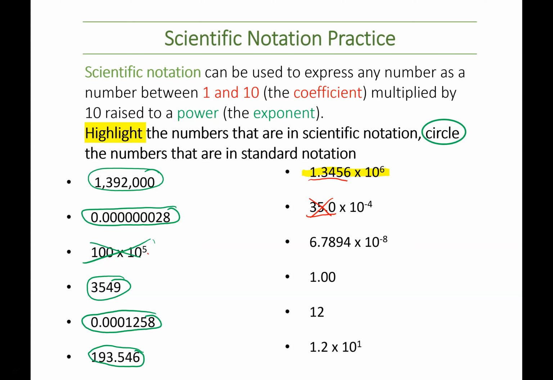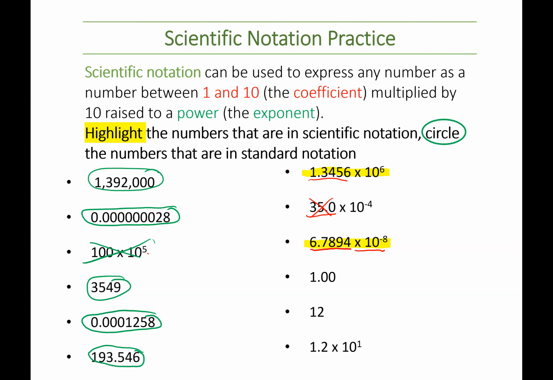6.7894 times 10 to the negative 8. We have times 10 to the negative 8. That's times 10 raised to a power. 6.7894 is a number between 1 and 10, so that counts as proper scientific notation. You can go ahead and highlight it.